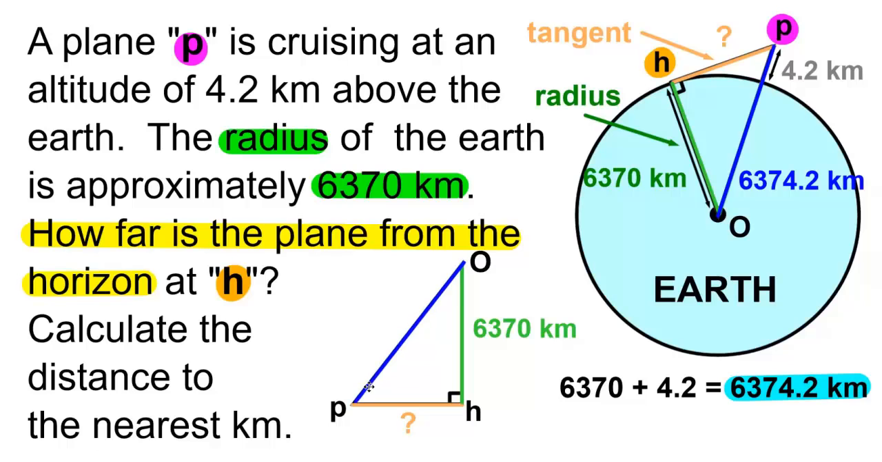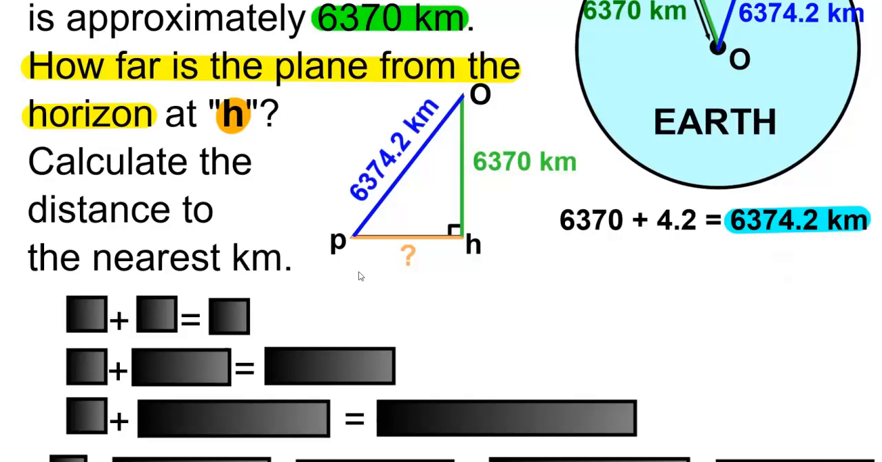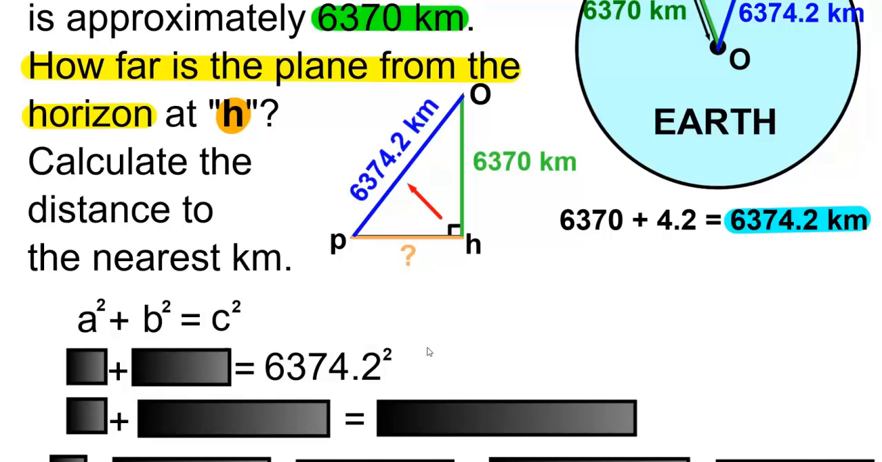And now that we know two sides of our three sides in our right angle triangle, we can use Pythagorean theorem to solve for the unknown side. So a squared plus b squared equals c squared. Our c will be the line opposite of our right angle, which is 6,374.2. Our a can be our unknown side. And that makes b our radius, which is 6,370.